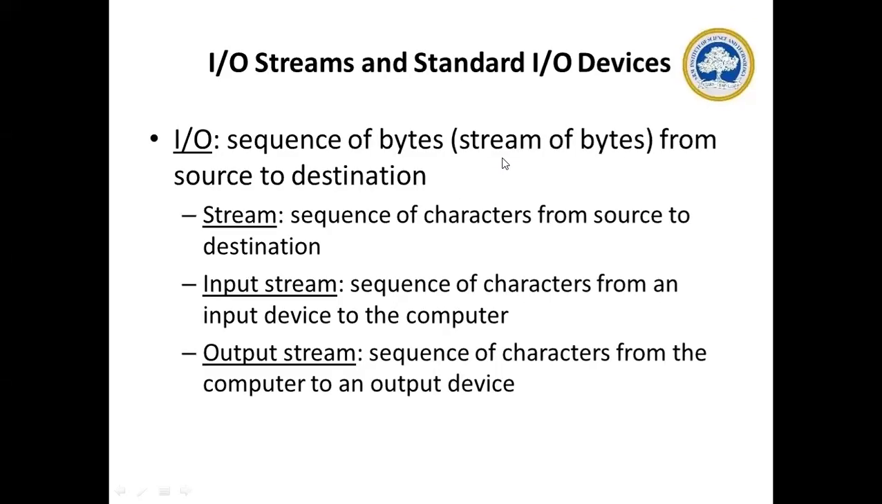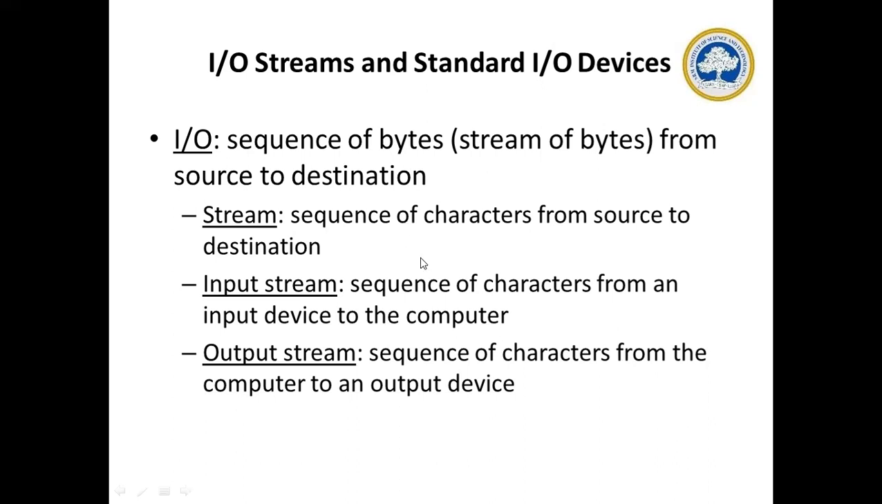Now you are going to see the basic IO operations in C++. First of all, you have to understand what an IO stream is and what the standard IO devices are. An IO stream is nothing but a sequence of characters from source to destination. Streams can be divided into two types: one is the input stream and the other is the output stream.